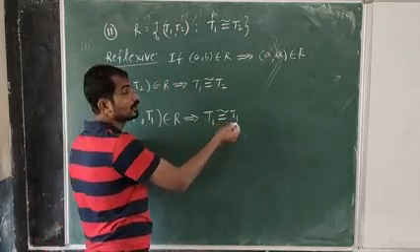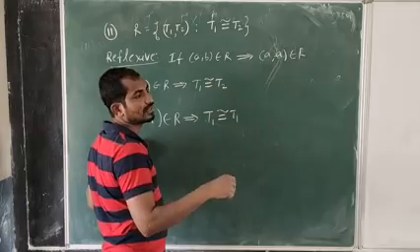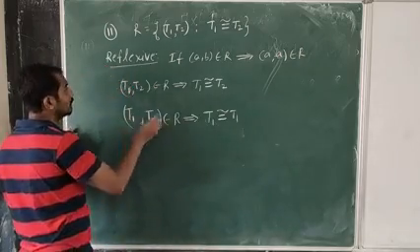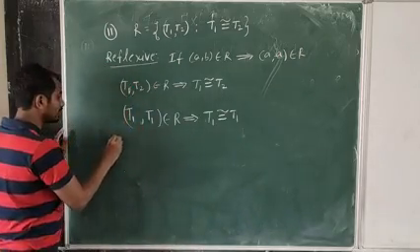Okay, you already know this. You can take any triangle, and the triangle itself is congruent. That's why it is reflexive. And second is symmetric.